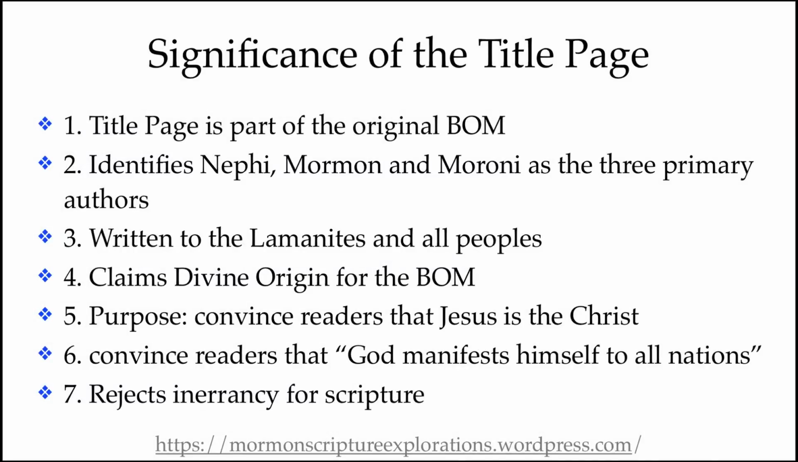So in conclusion, the title page tells us that it is part of the original Book of Mormon. It's an ancient document. It identifies Nephi, Mormon, and Moroni as the three primary authors and editors. It is written to the Lamanites, but also to all other peoples. The Book of Mormon claims divine origin for itself. Its purpose is to convince the readers that Jesus is the Christ and that God manifests himself to all nations. And the Book of Mormon rejects inerrancy for Scripture, both in the Bible and also in the Book of Mormon itself.